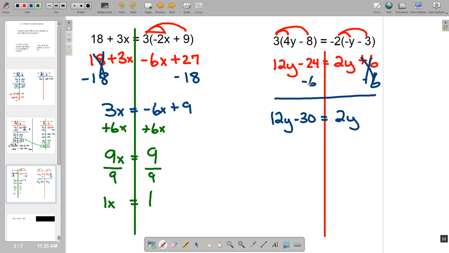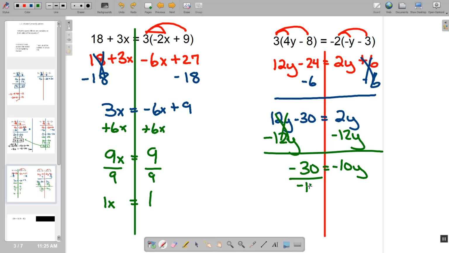I moved my numbers left, so I'm going to move my x's to the right by subtracting 12y from both sides. So I get negative 30 is equal to negative 10y. From here, I can divide both sides by negative 10, and I get 3 equals y. And to keep the video short, I'm going to have you check this problem on your own. As always, if you have any questions, please let me know.